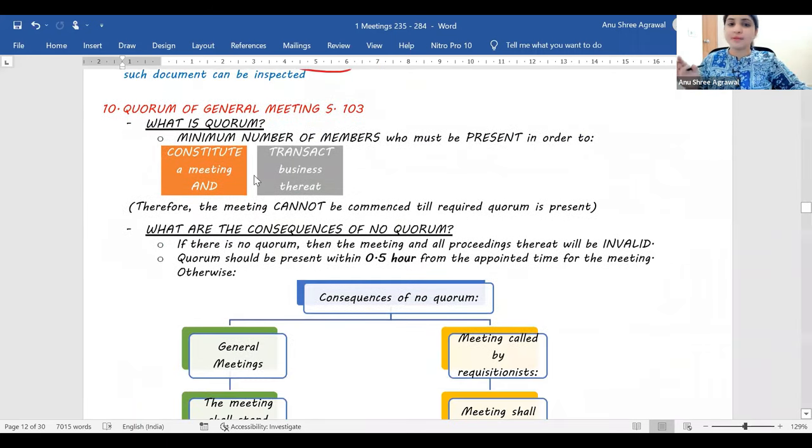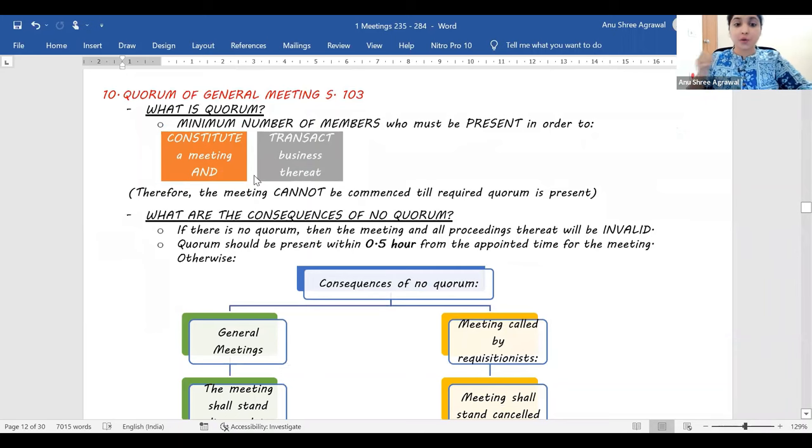Can we come to the quorum discussion, guys? Now, quorum. First of all, what exactly is quorum? Quorum is nothing but the minimum number of members who must be present at the meeting. Only if that minimum number of members is present, only then I can start the meeting. Otherwise, the meeting is invalid.